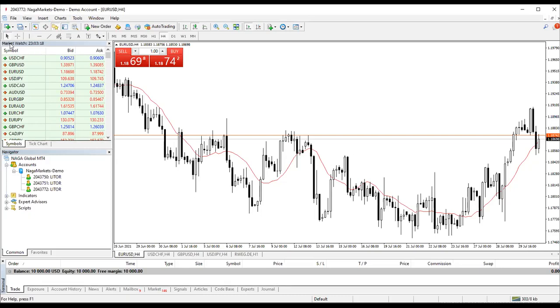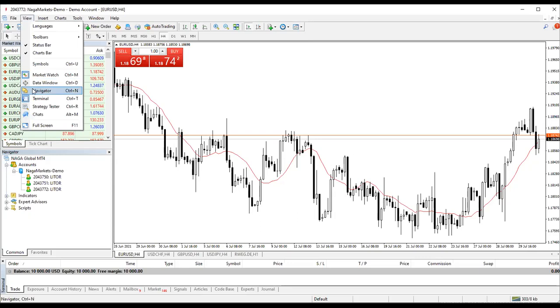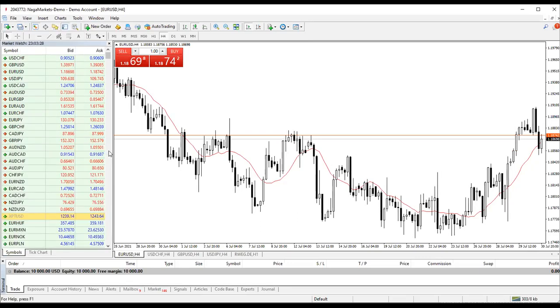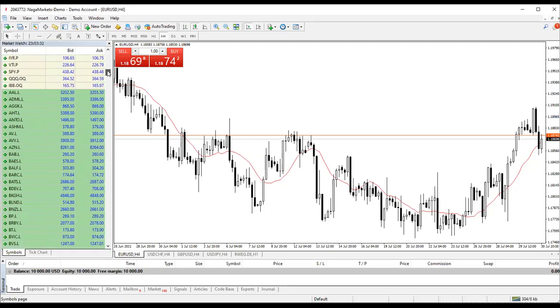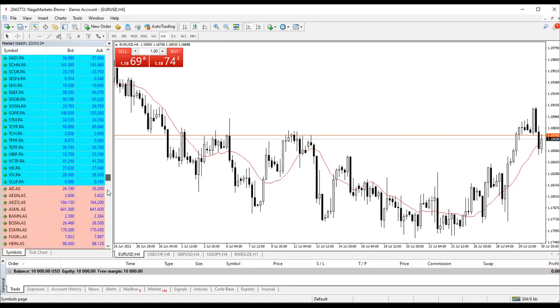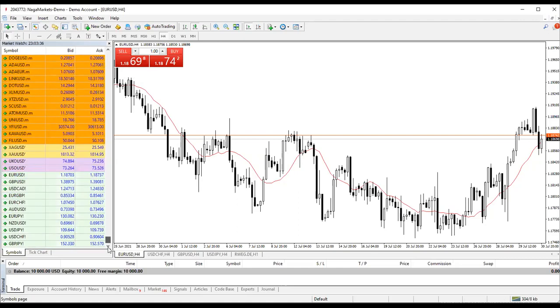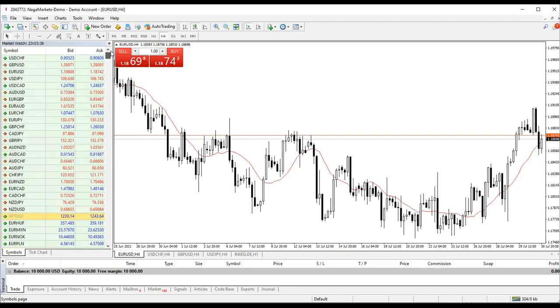This is what I was talking about, the market watch. Let me show you something. I can actually come here and close this so I can show it to you properly. The market watch just has all the assets. These are all the instruments that Naga provides, all of them. There are many. Guys, there are many.